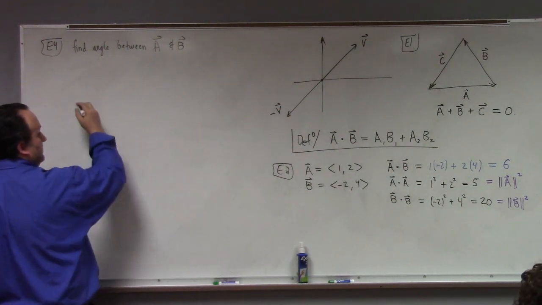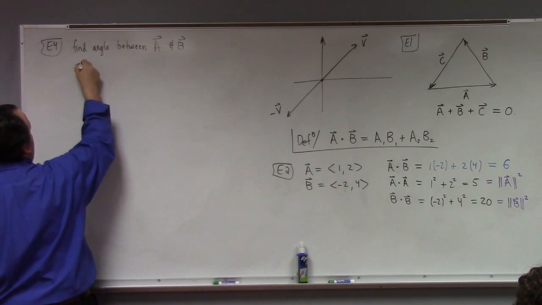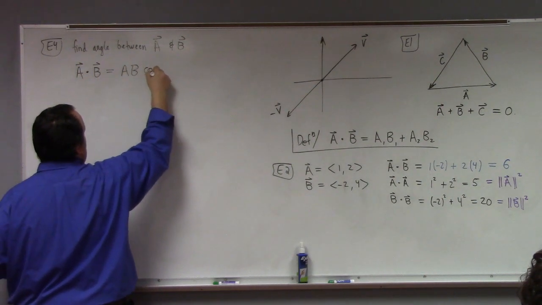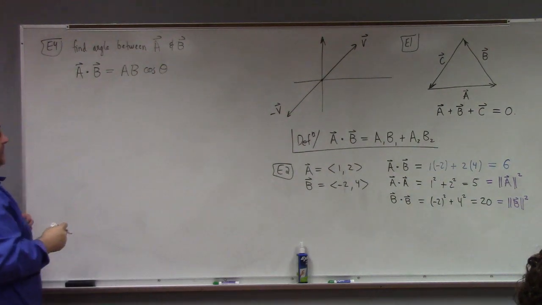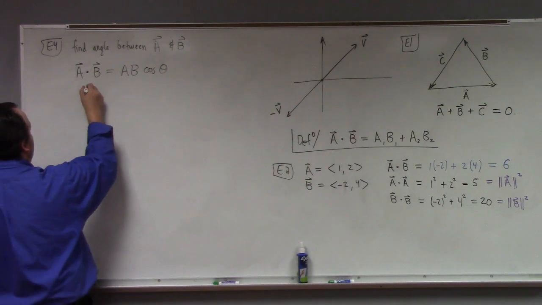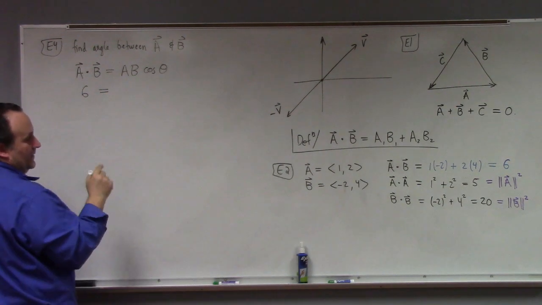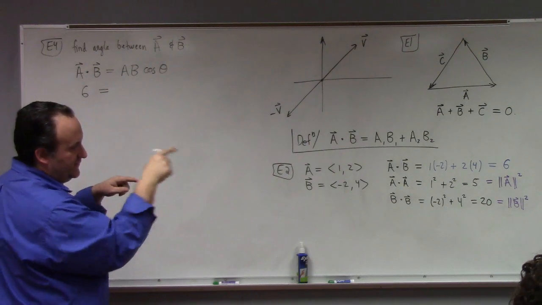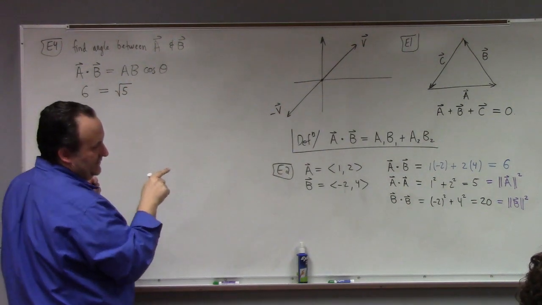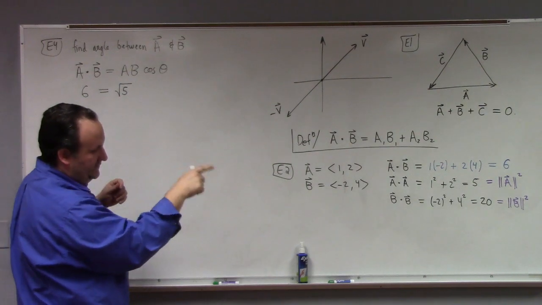So let's see here. We have A dot B equals the magnitude of A times the magnitude of B times the cosine of the angle, which we don't know, all right? Now this theta is not a standard angle either, right? This is the angle between the vectors. It may or may not be a standard angle, whatever. A dot B we calculated before, it was 6, right? What's the magnitude of A? It's the square root of 5. What's the length of B? Well, it's the square root of B dot B, which is the square root of 20.